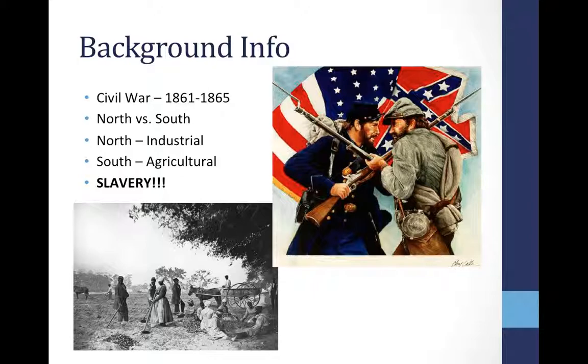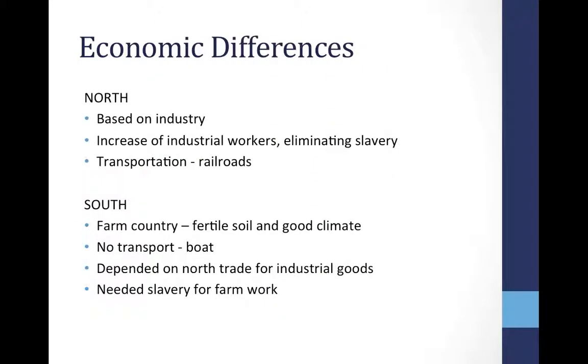The North was industrial in their economy, and the South was very agricultural, which led to slavery, and slavery can be argued to be the main reason as to why the Civil War took place. So, economic differences between the North and the South.